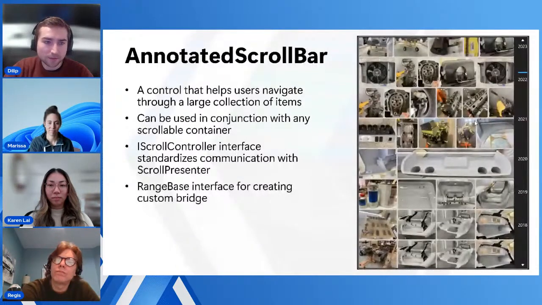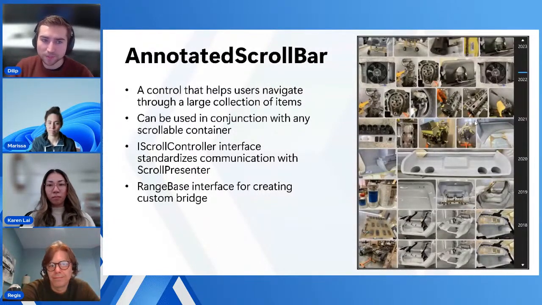So the annotated scroll bar is a control that helps users easily navigate through a large collection of items. It replaces the default scroll bar and can be used in conjunction with any scrollable container. So scroll can be achieved via two interfaces, IScrollController, which standardizes communication with the scroll presenter component that Regis was talking about earlier, which allows for easy coupling with ScrollView. RangeBase is another interface which allows you to create your own bridge between the annotated scroll bar and some scrollable container. So now I'll take you through the demo video of this control. Gabby, if you could play this video.